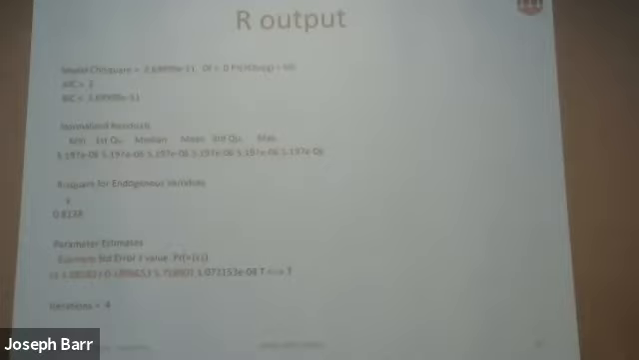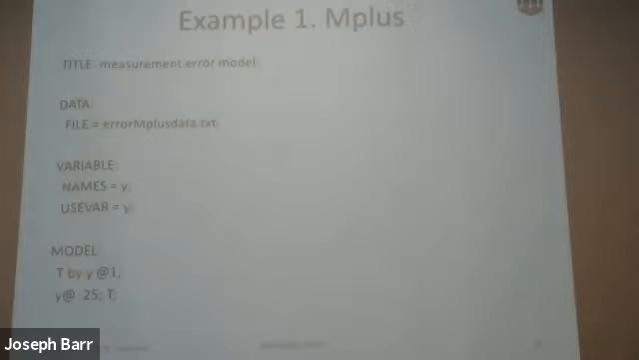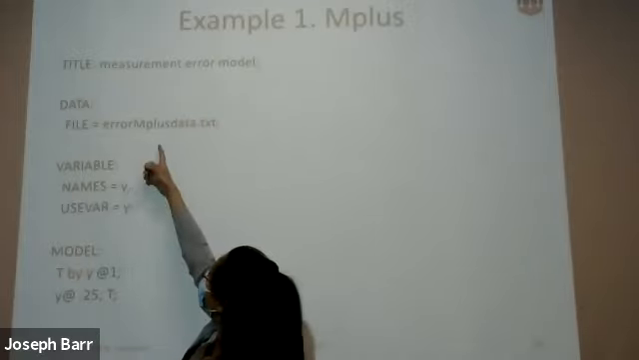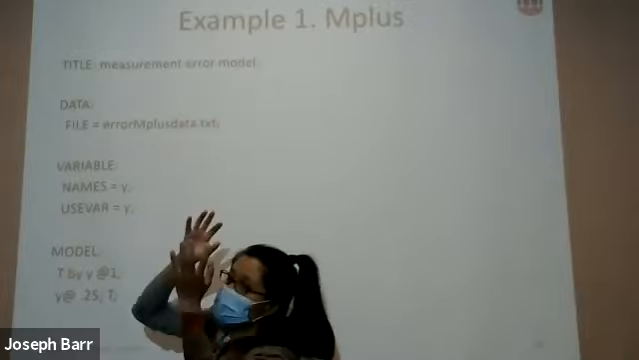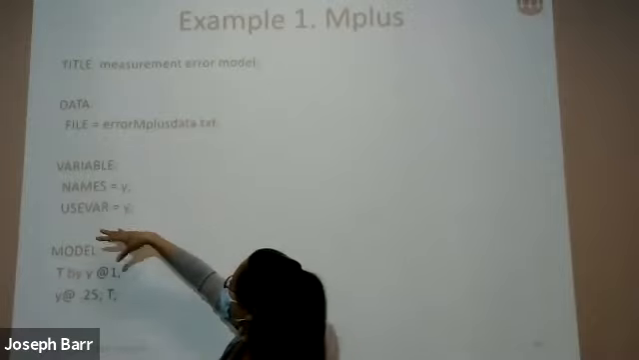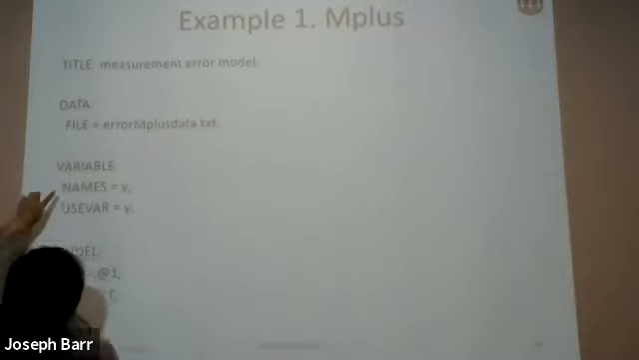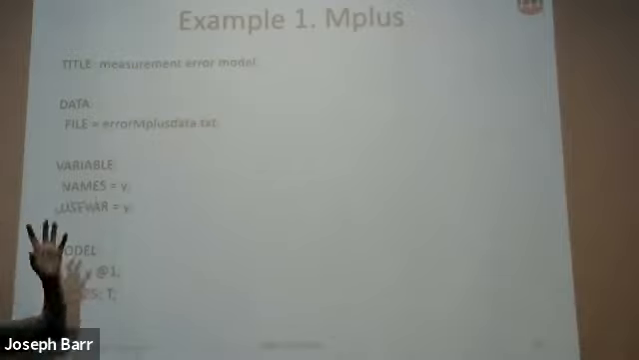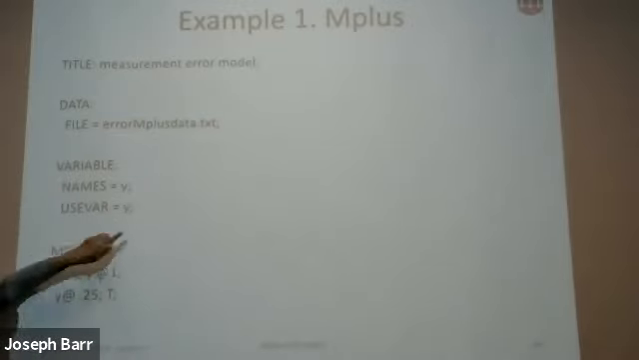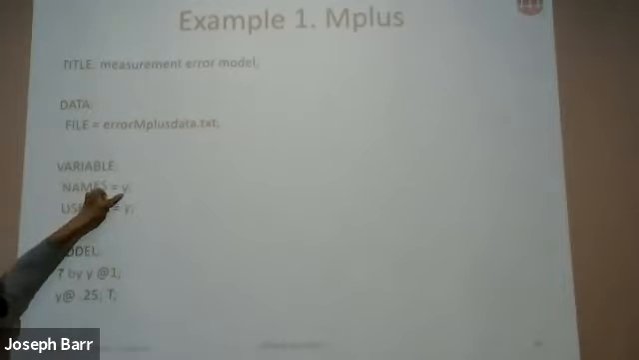Now that's for R. Now we are going to use Mplus to do the same data analysis. When the data is ready, it's the same data set, the Mplus data. Now we use Mplus to do the data analysis. In the observed variables, we only have one column, which is Y. So the variable name is Y. Use variable: you're going to use that column to do the data analysis. Just one variable, Y.